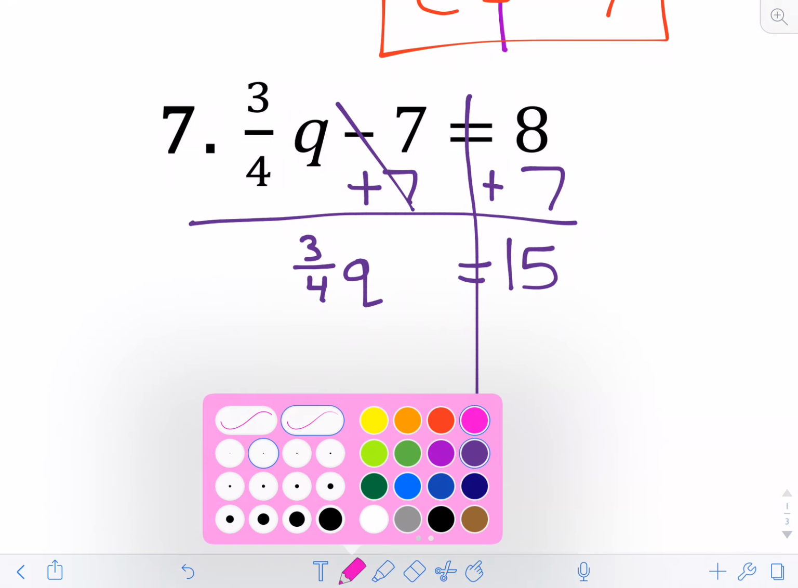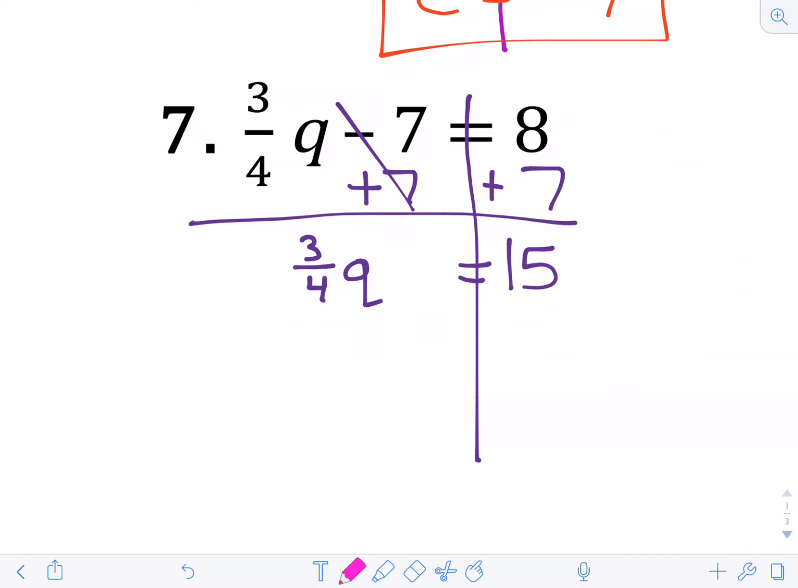Now what we're going to do is multiply by the reciprocal. That's how we're going to get this to be 1 instead of 3/4. So reciprocal means you just flip your fraction. So I'm going to multiply this by 4/3, which means I'm going to multiply this by 4/3.